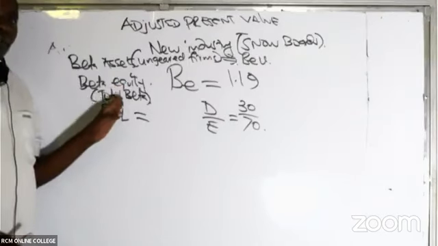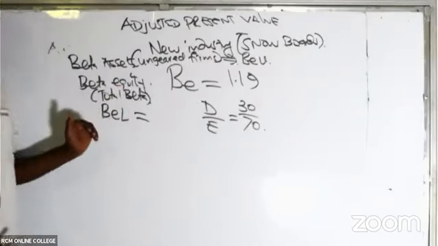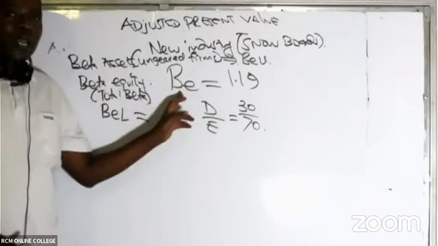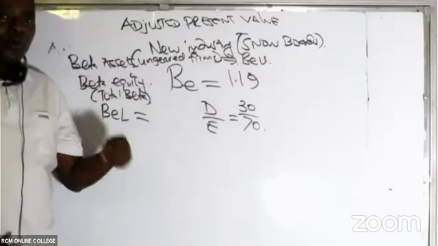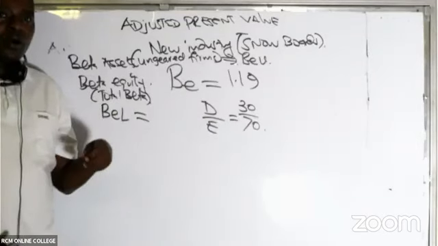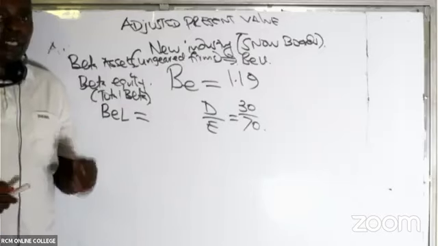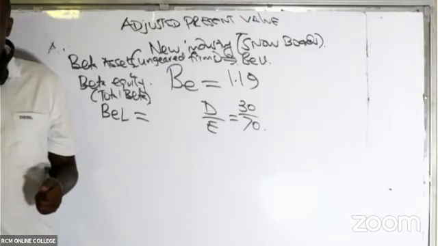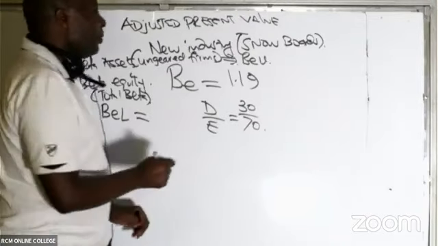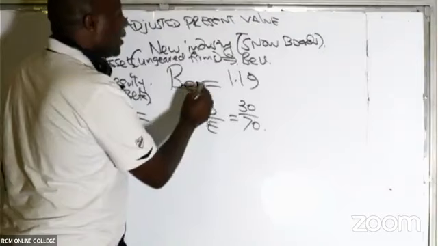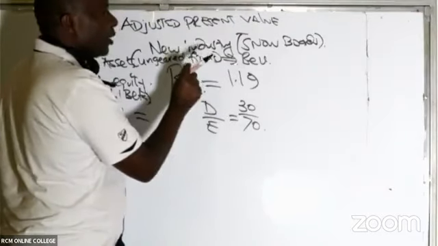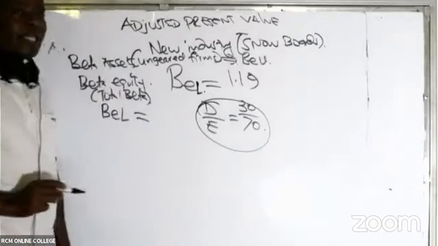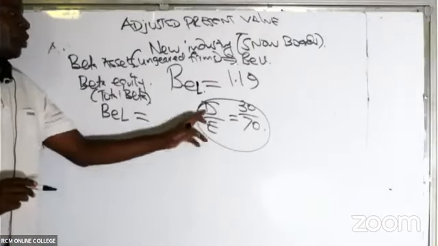According to your understanding, will this one be beta equity or beta assets for the new industry? Because at times the examiner will give you these things interchangeably. It will be beta equity, because they've told us that this snowboard company has debt in it. It has both debt and equity, so it's total, so it's beta equity.